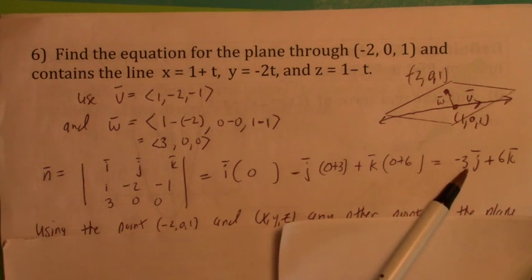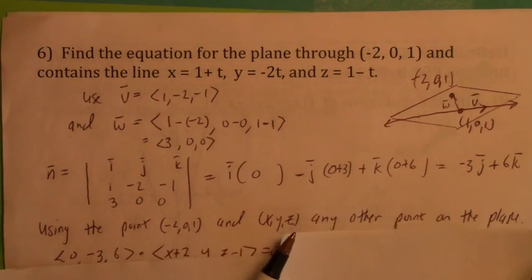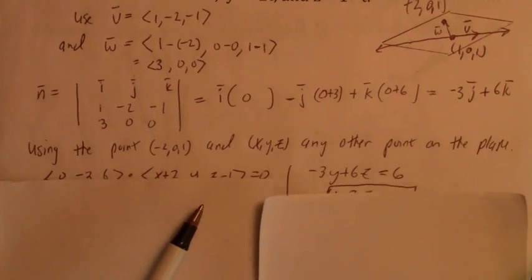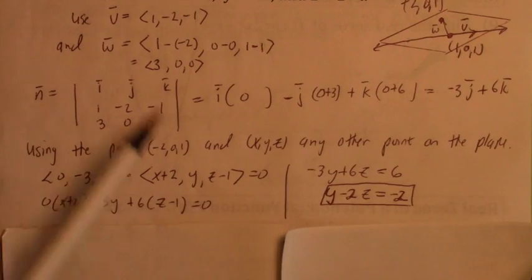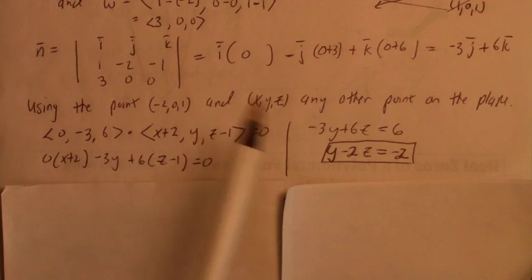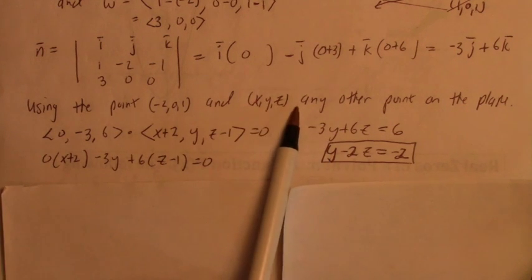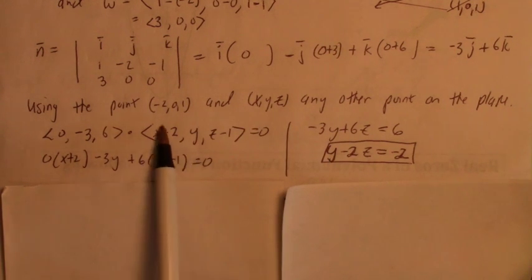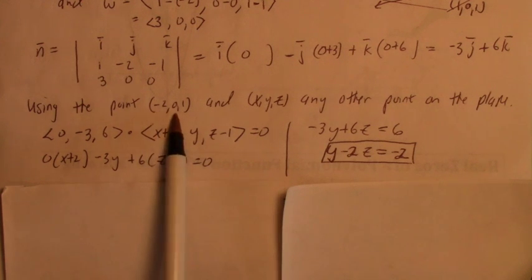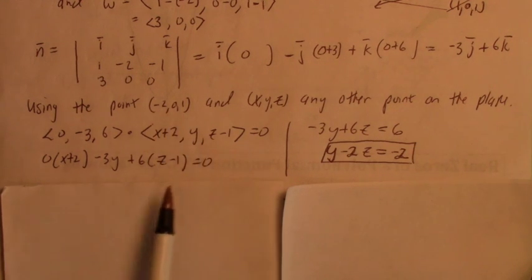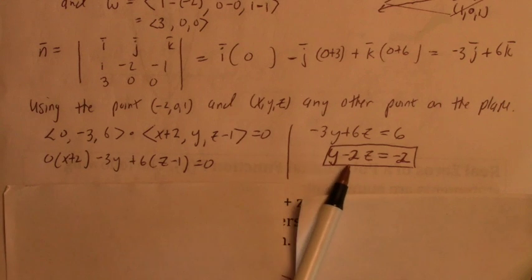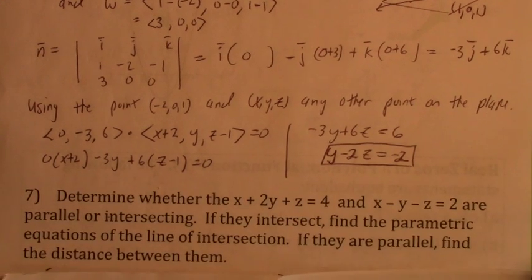So now that we have a normal vector and a point, I'm going to use the point negative 2, 0, 1. To form the equation of the plane, all you have to do is let x, y, z be any other point on the plane, and remember the other vector is going to be x minus negative 2, y minus 0, and z minus 1. Dot product, set it equal to 0. I get y minus 2z equals negative 2.